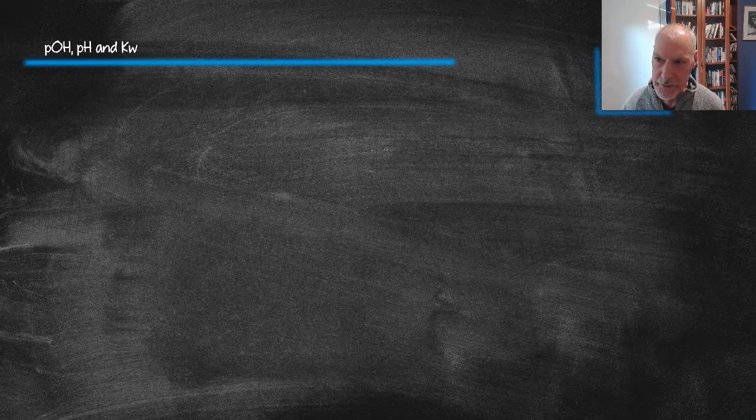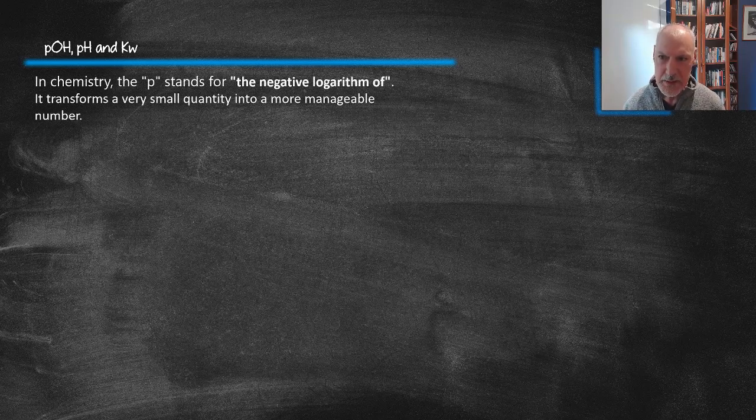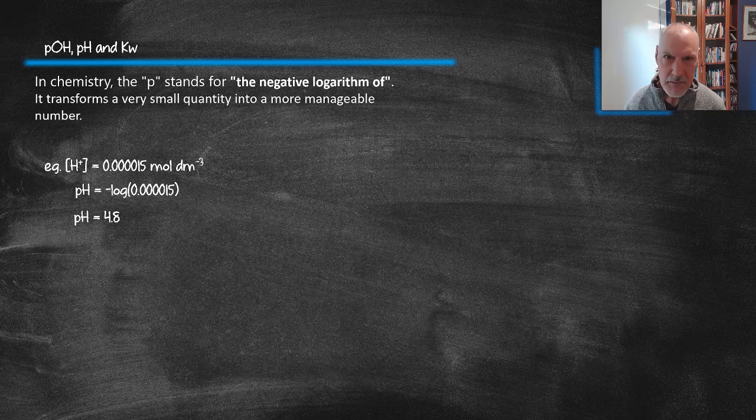This program is going to focus on the interplay between pOH, pH, and the ion constant Kw. In chemistry, we use p to represent a mathematical operator, which means the negative logarithm of. The reason we do that is it takes very small quantities and expresses them in a more manageable number. For instance, if we have the hydrogen ion concentration as 0.00015, you take the negative log of that, and it allows us to simply write down the pH as 4.8, which we covered in the unit on pH measurements.